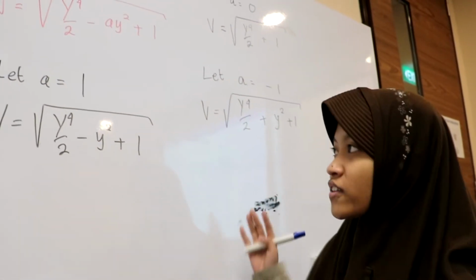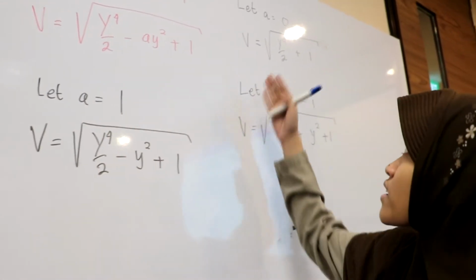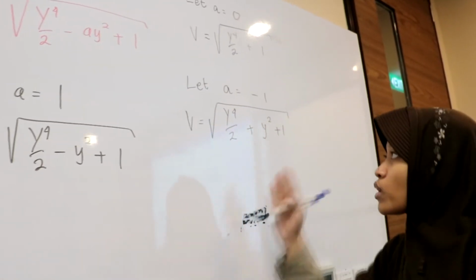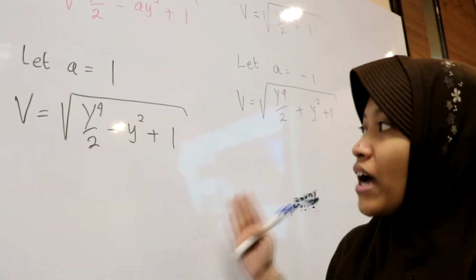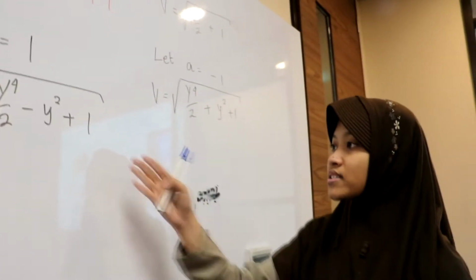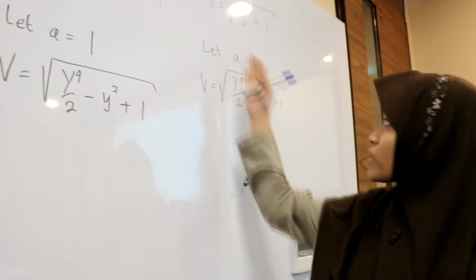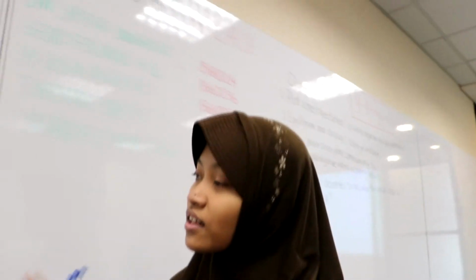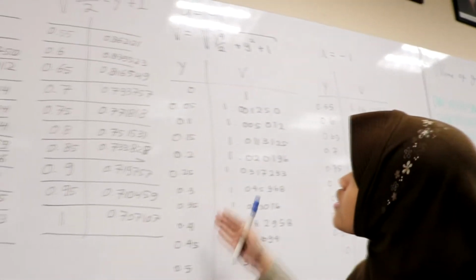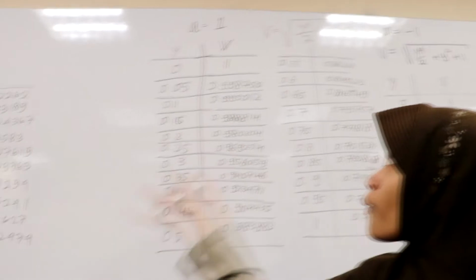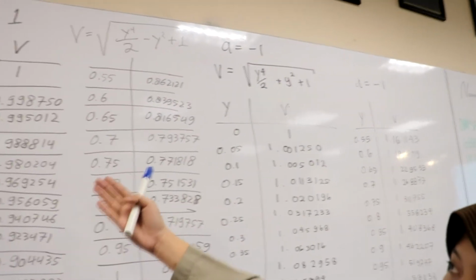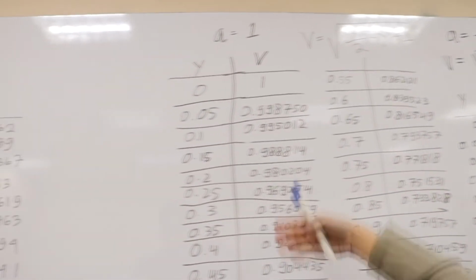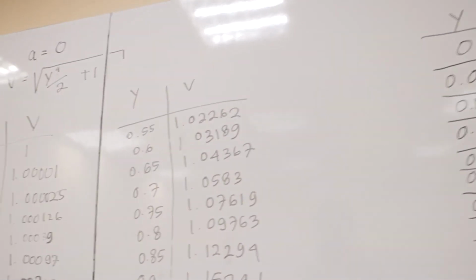So here we have 3 cases. First is when a equal to 1, second is when a equal to 0, and the last is when a equal to minus 1. The y represents x and the v represents y. So here we can see the difference between these 3 formulas. So here we come up with this result. This is the analytical or the exact result. This is when a equal to 0, when a equal to 1, and when a equal to minus 1. So here it is with the increment 0.05 over the range 0 to 0.5.